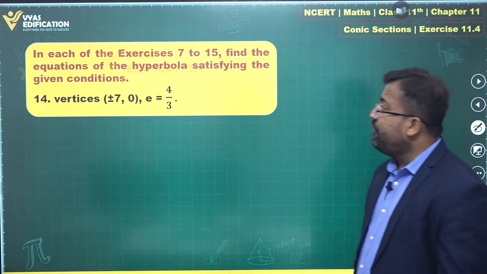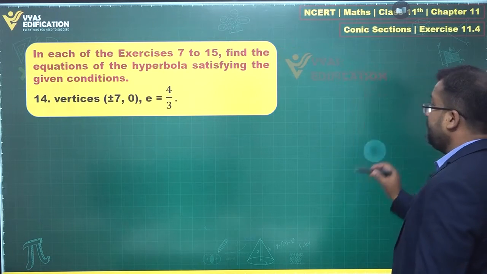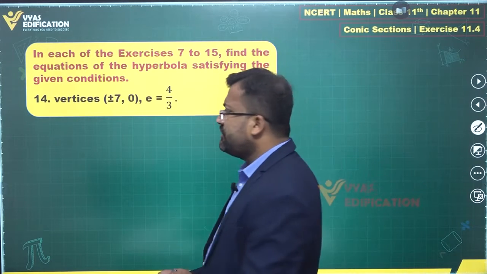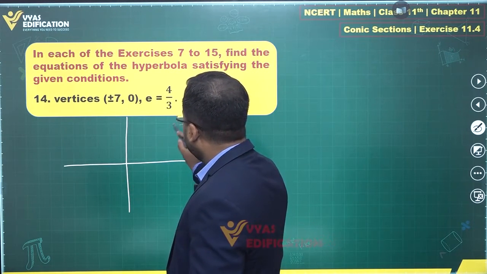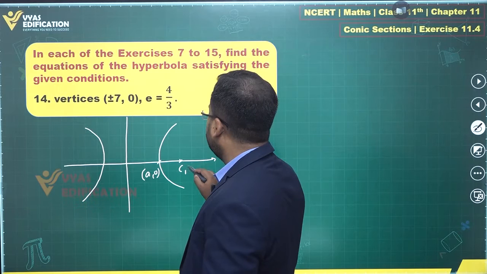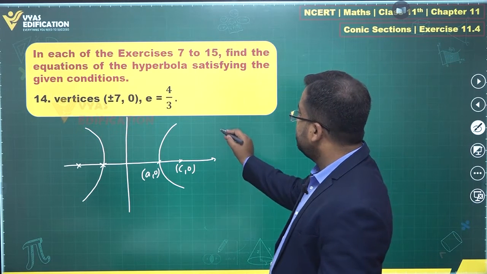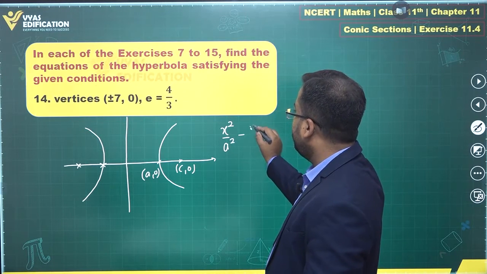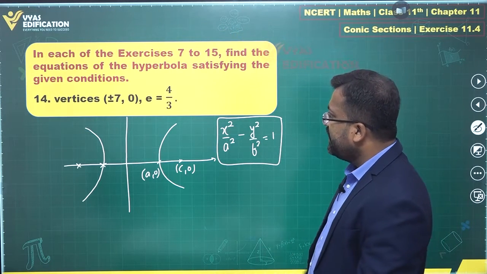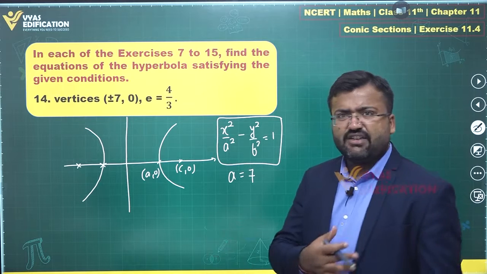In the 14th question, we have vertices at plus minus 7, 0 and eccentricity is equal to 4 by 3. Okay, and how do we deal with this one? Vertices at plus minus 7, 0 tell me that the transverse axis of the hyperbola will be along the x-axis. This is the most important thing. This is A, 0. This here is C, 0. Similarly minus A, 0, minus C, 0. So the equation of the hyperbola is x square by A square minus y square by B square is equal to 1. We need to find A and B somehow. What are we given? Vertices at plus minus 7, 0. Therefore A is equal to 7. This is given to us, right?